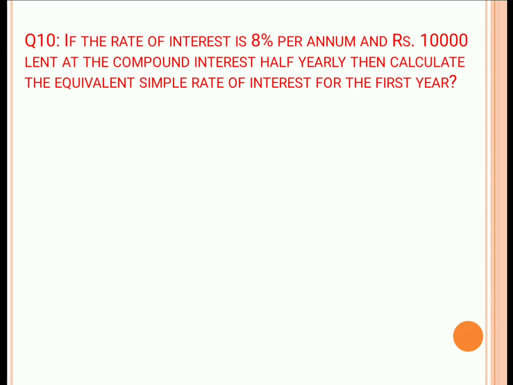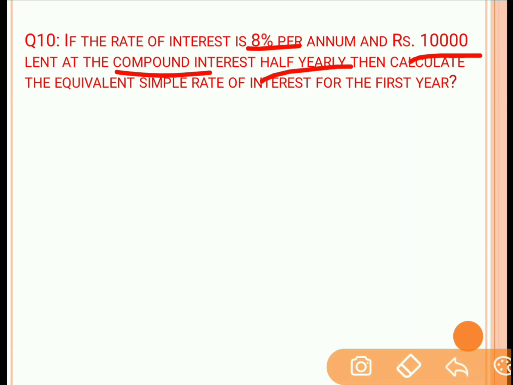Next problem, question number 10. If the rate of interest is 8% per annum and rupees 10,000 lent at a compound interest half yearly, then calculate the equivalent simple rate of interest for the first year. In this case, principal of 10,000 is invested at 10% per annum and interest is given at a compound interest half yearly. Then calculate the equivalent simple rate of interest for the first year.